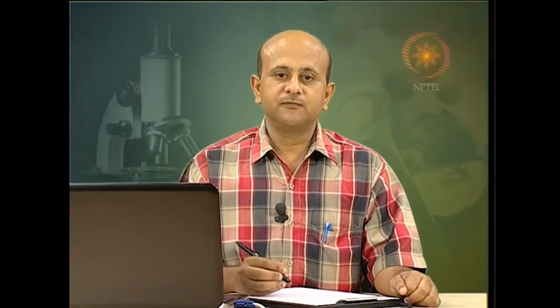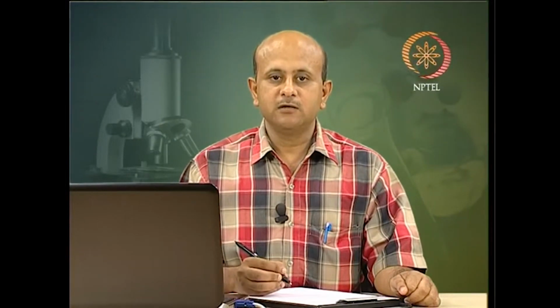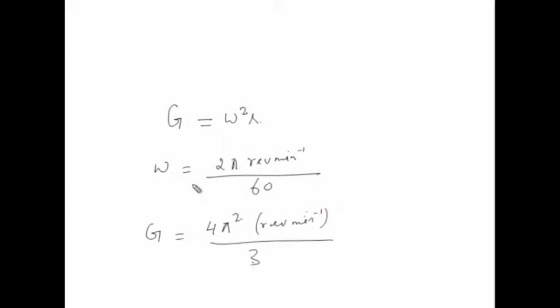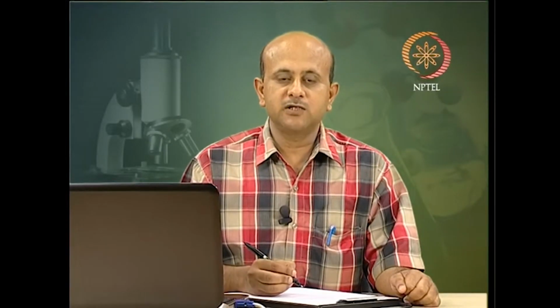Here, one revolution equals 2 pi radians. So, to convert the angular velocity, expressed in radians per second, into revolutions per minute, you use 2 pi revolutions per minute upon 60. This can be substituted in the above equation, which becomes 4 pi square revolutions per minute square upon 3600.